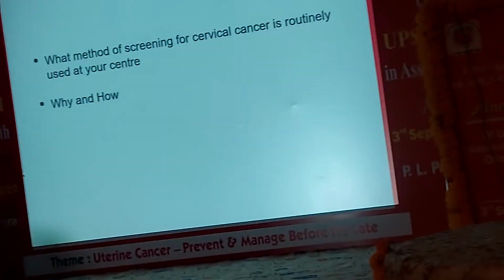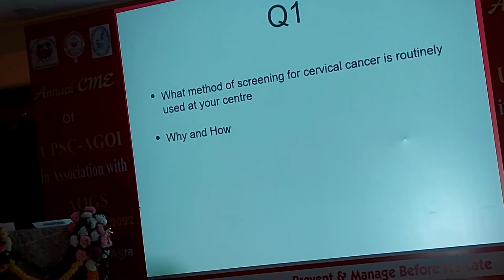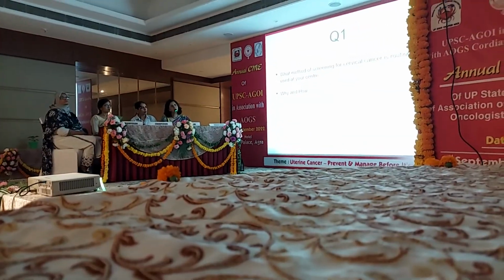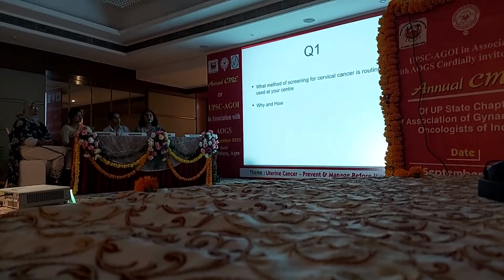Cytology basically. You're doing cytology. So in cytology, we know about the conventional pap smear and we know about the liquid-based cytology. So which one are you using? Conventional pap smear, and those patients who can afford, we are getting the liquid-based cytology also from them, but that is done from outside.